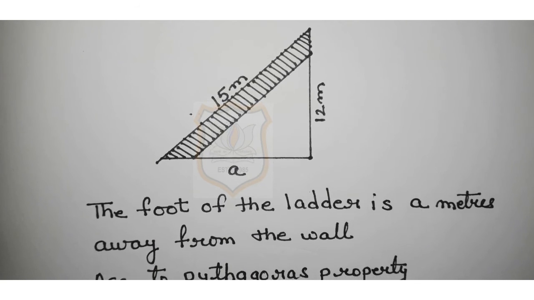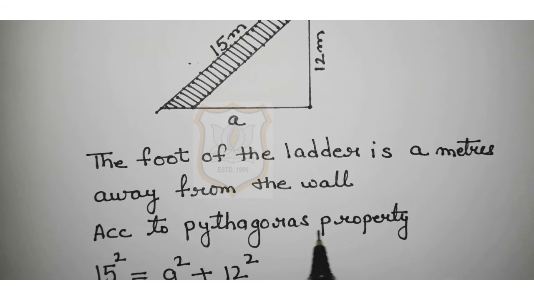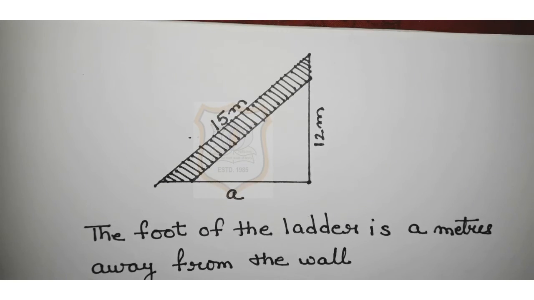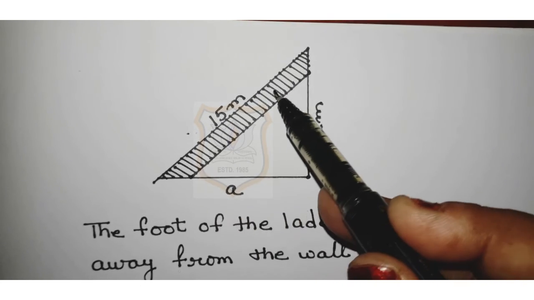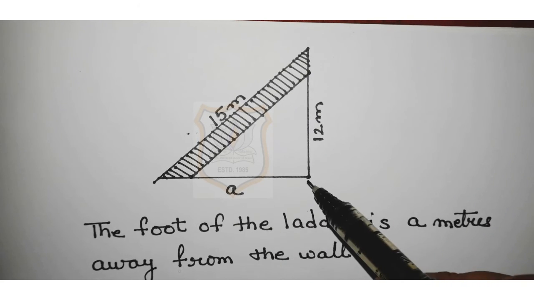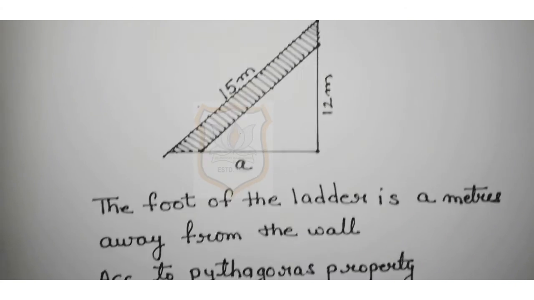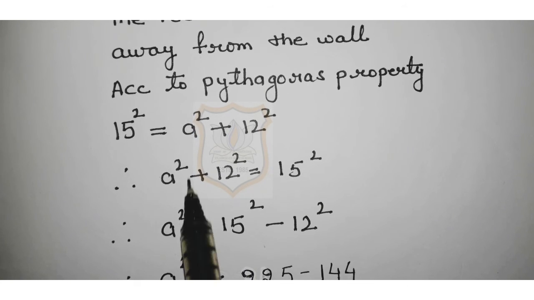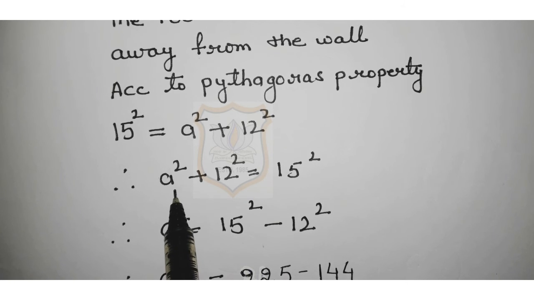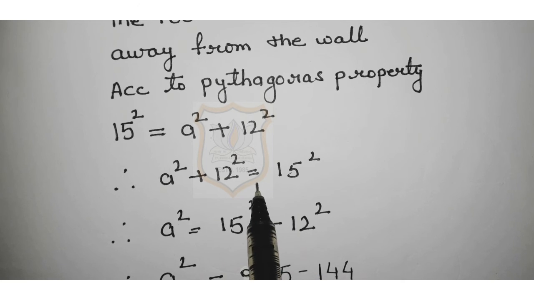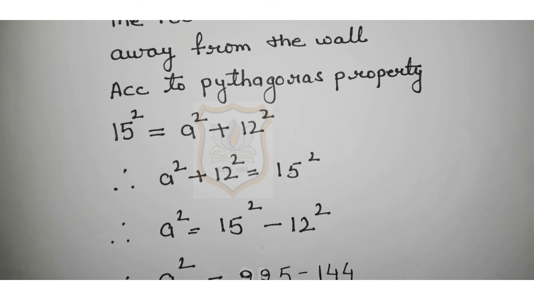Now, according to the Pythagoras theorem, 15 square, because 15 is the hypotenuse of this right angle. So, 15 square is equal to A square plus 12 square. Now, we can write this like this also: A square plus 12 square is equal to 15 square. Therefore A square is equal to 15 square minus 12 square.